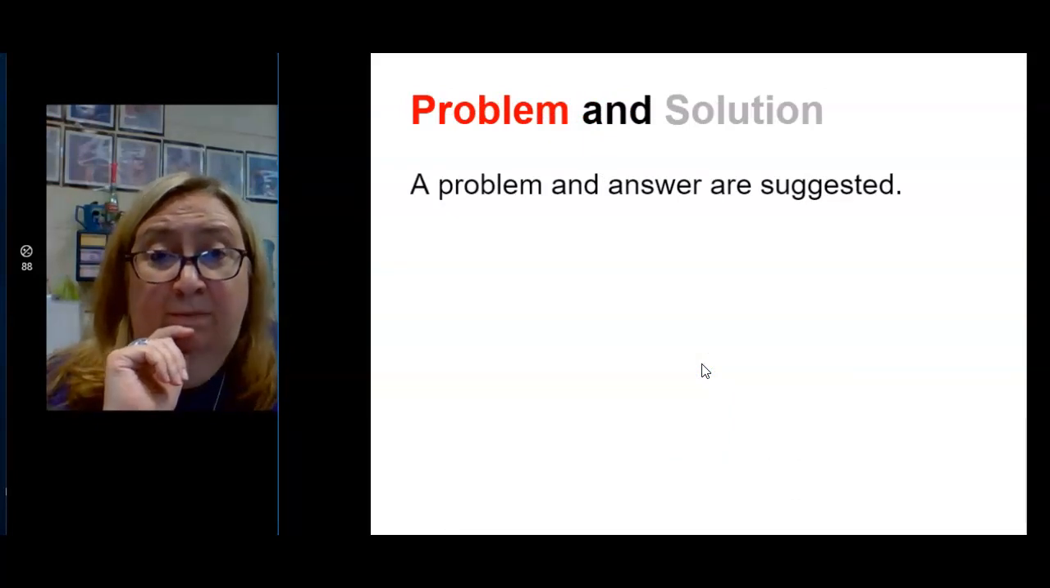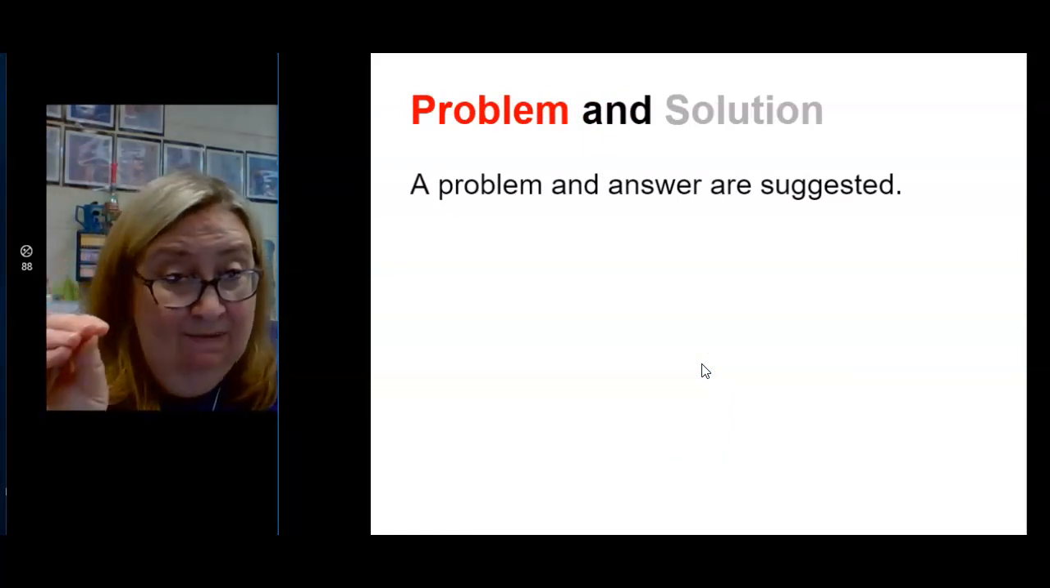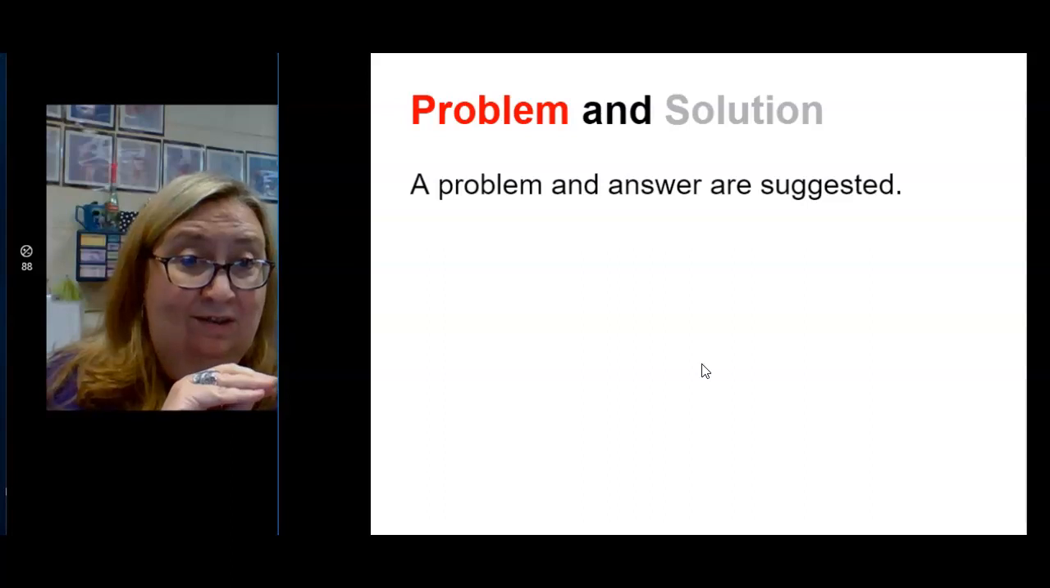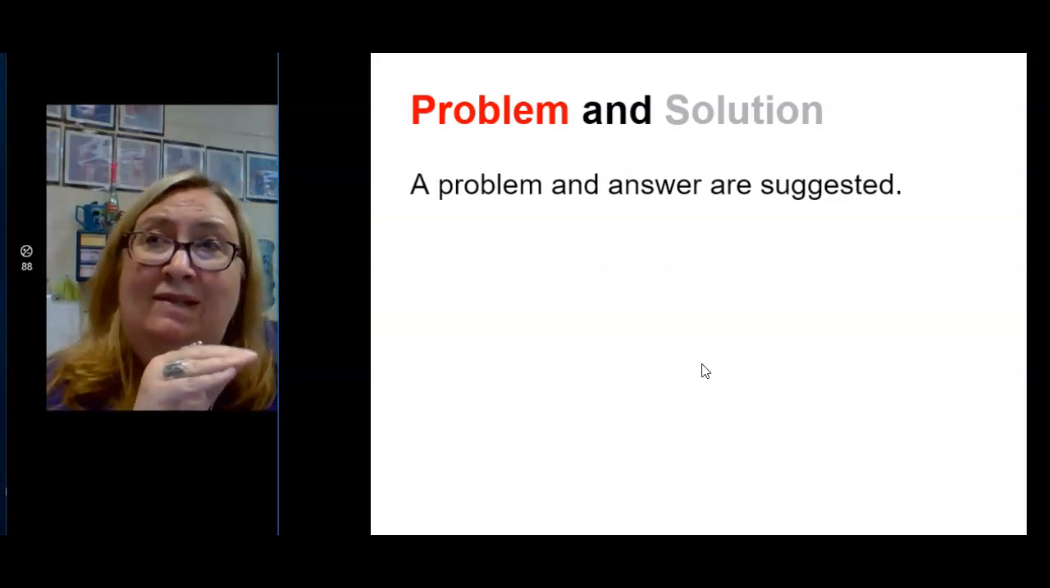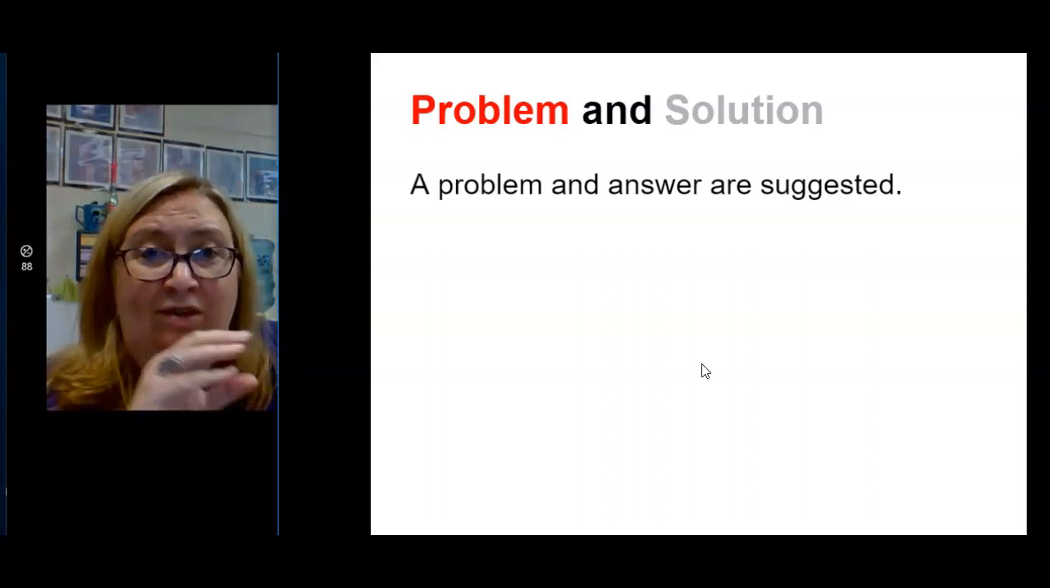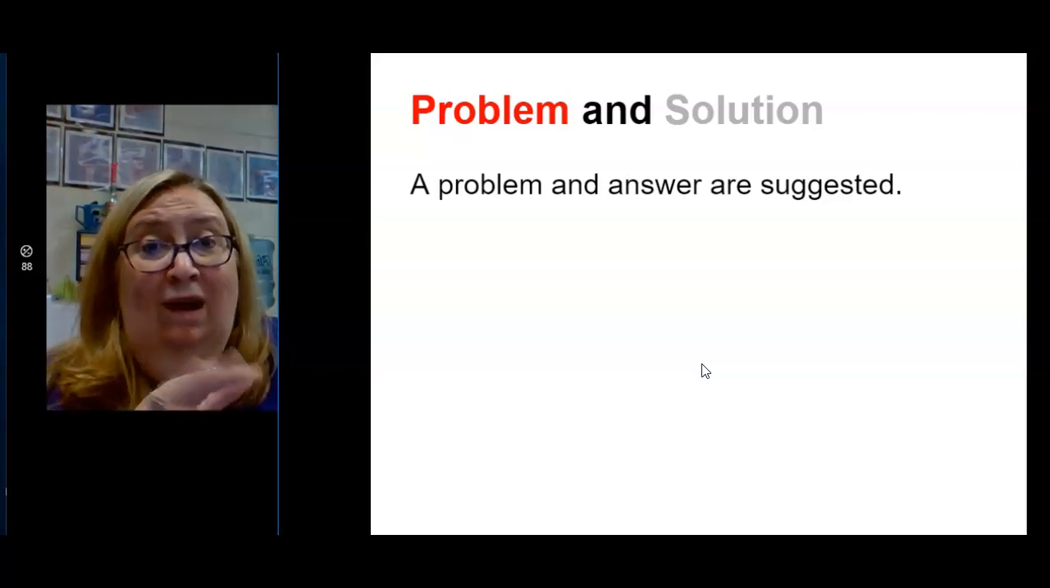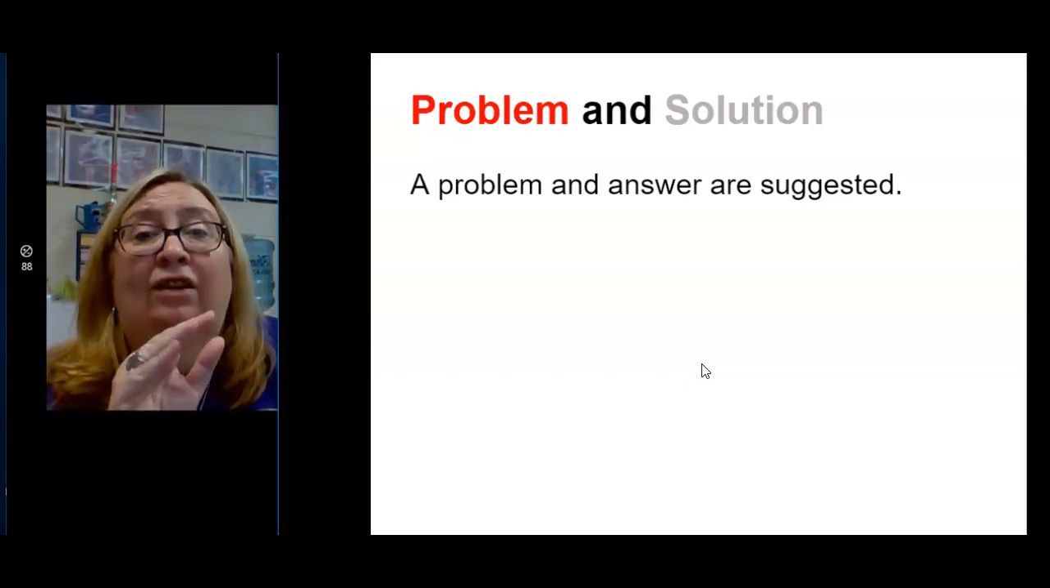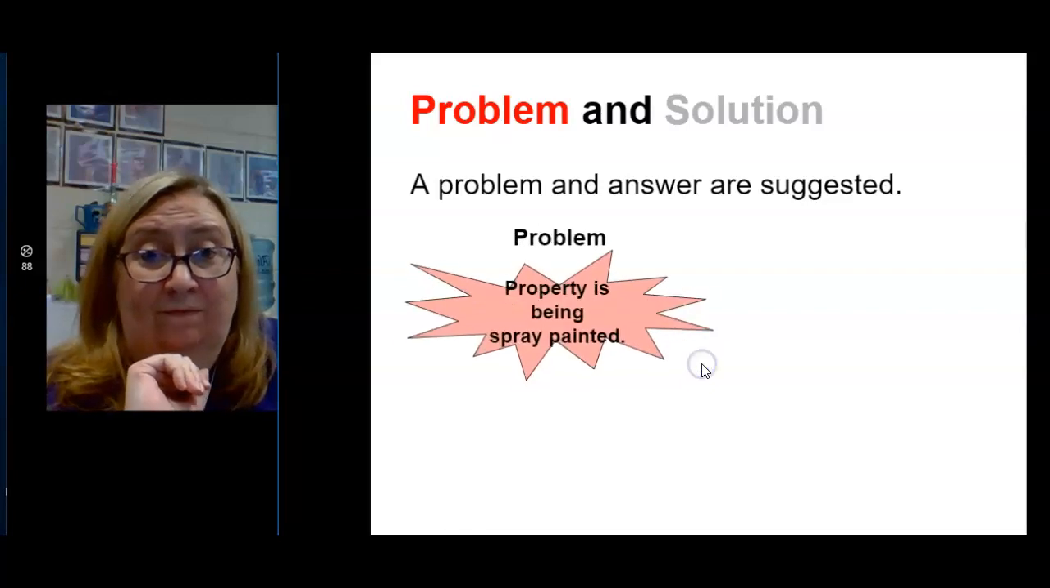Okay, and last we have problem and solution. This is where a problem is identified and an answer is suggested for the problem. Many times you'll read and they'll try out the solution, but that's not necessary. You don't have to have a problem, a solution, and a test. You just have to have the problem and the solution.